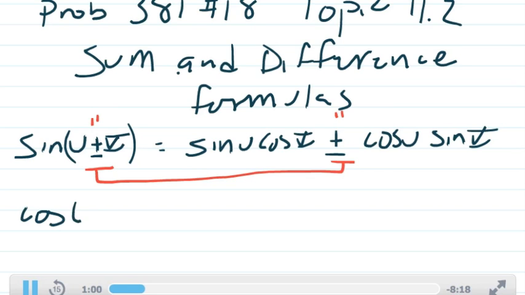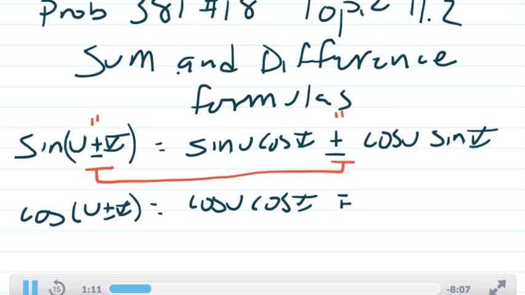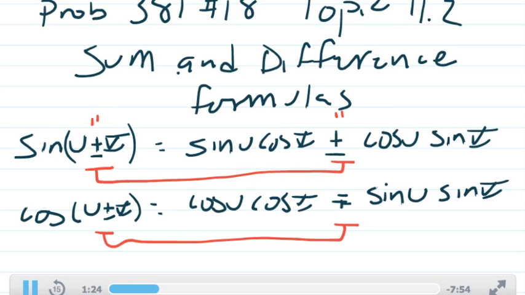The next one is cosine of u plus or minus v is equal to cosine of u cosine v minus or plus sine u sine v. And here, this sign and this sign are opposites. So if this one is a plus, this will be a minus. If this is a minus, this will be a plus. Those alternate.